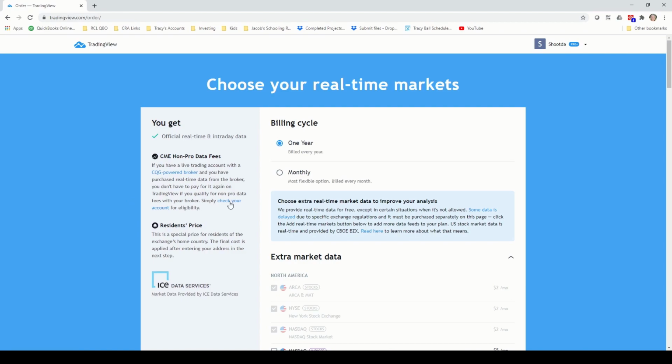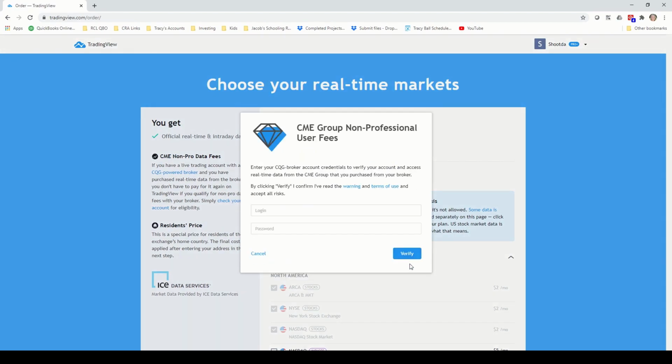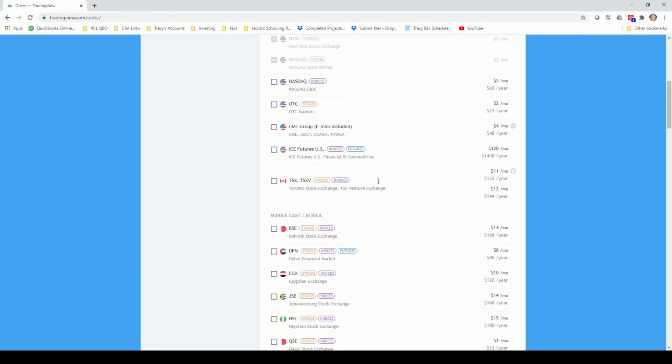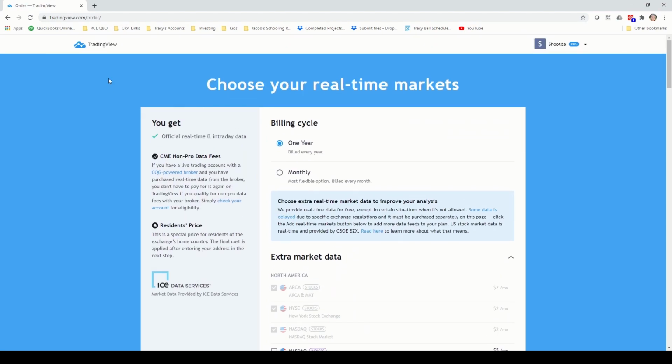So what you would do is go to check your account, click on it, and then enter your login and your password. Now this is your CQG broker account credentials, not your TradingView account. So you enter the login and your password, click verify, and it'll verify the account. Now this will give you access to real-time data in TradingView for the next 30 days. And then you'll have to continue to verify that account every 30 days if you want to continue to use that feature. I just wanted to point that out to you because it is quite expensive to use the TradingView data for futures. So if you're already paying for it, that's a great way of utilizing that within TradingView.